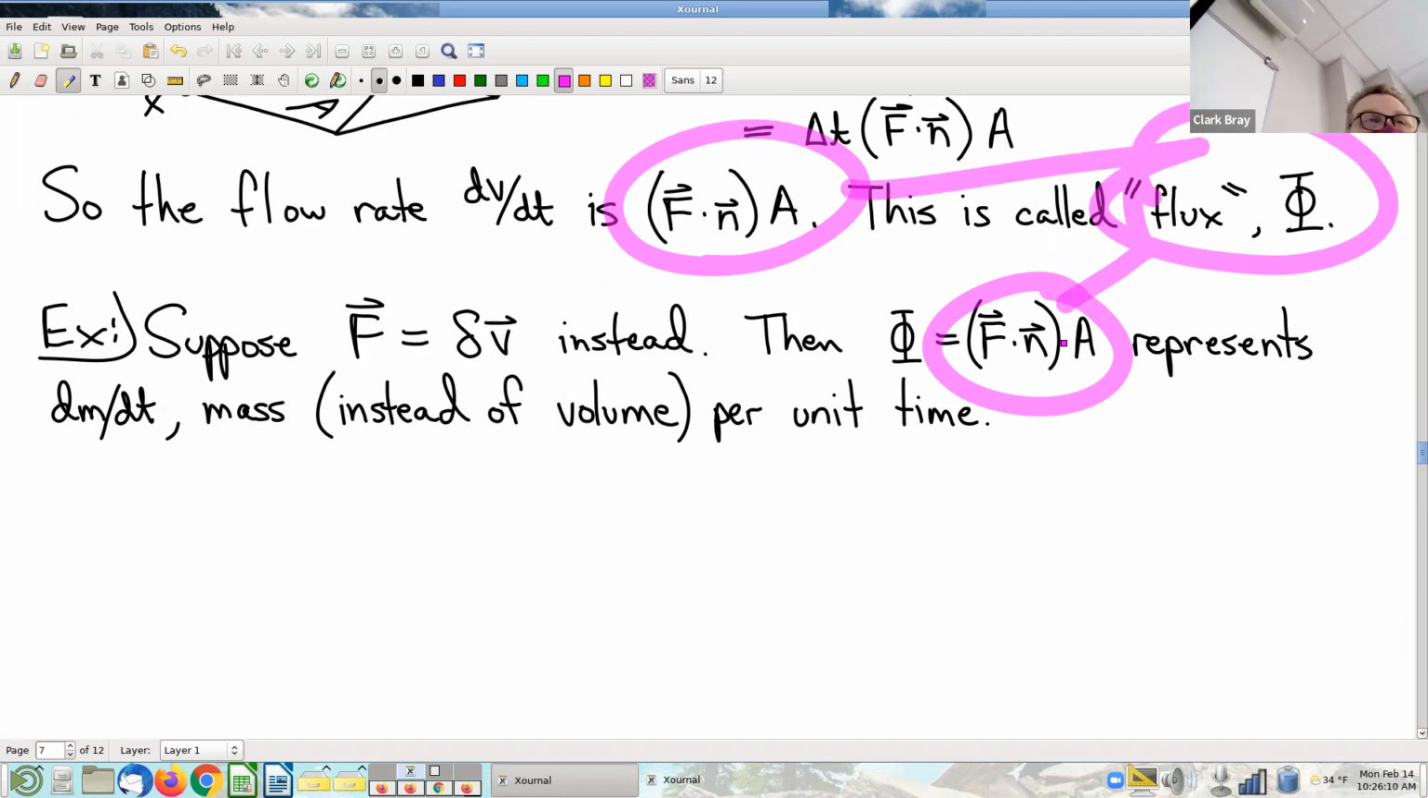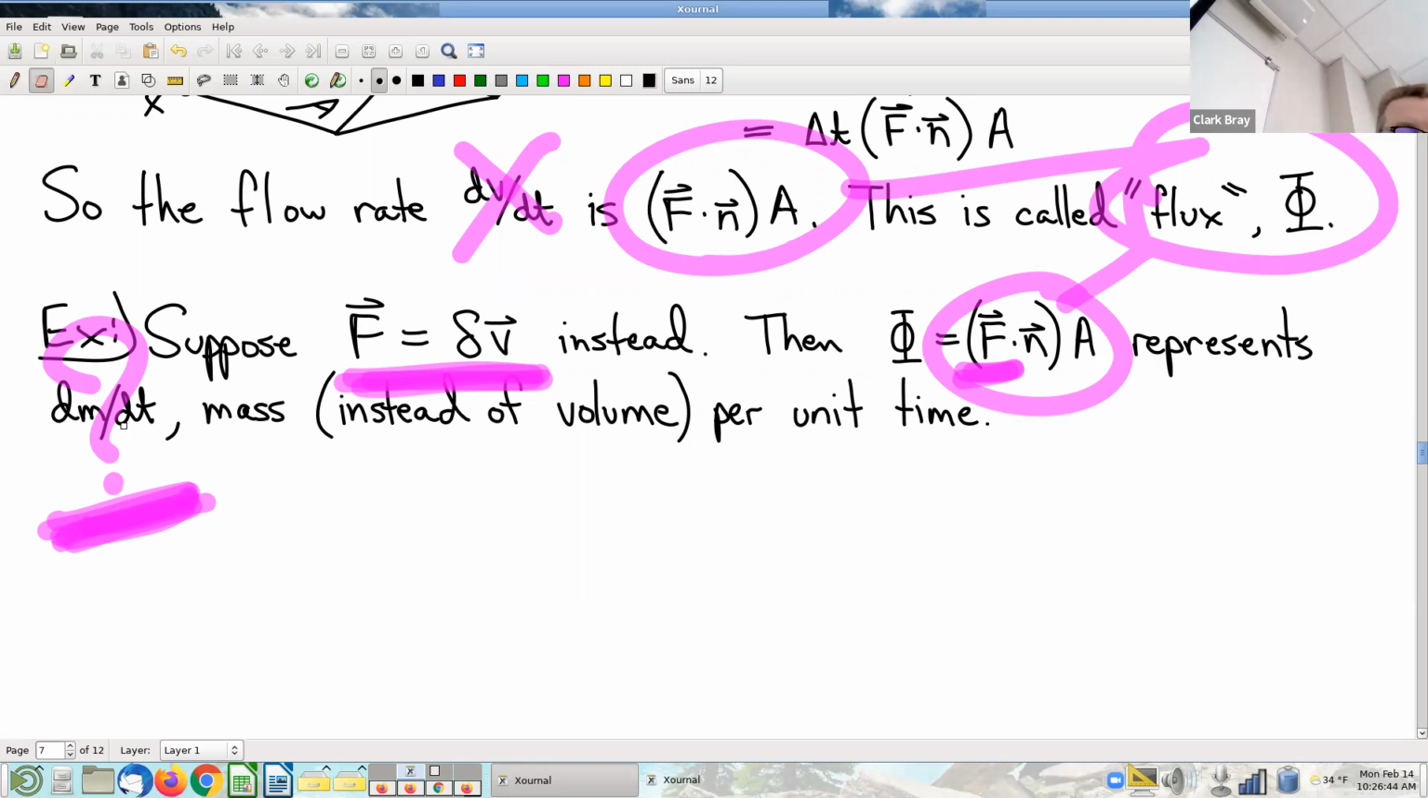flux means different things in different situations depending on what your vector field represents. And sometimes you're interested in this, in which case you want your vector field to be velocity. Sometimes you're interested in dm dt instead. You're not interested in volume, you're interested in quantity of fluid per unit time, in which case your vector field should be density times velocity. Everybody good? Okay. All right.